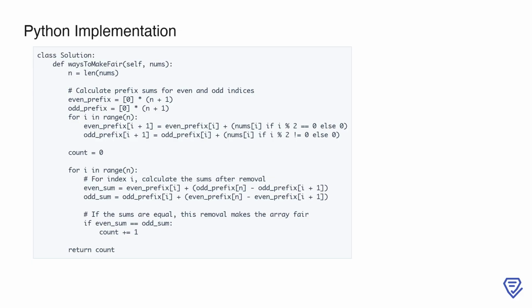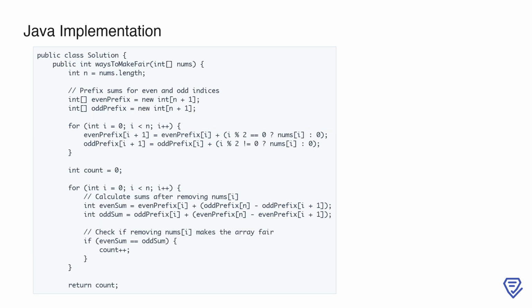This algorithm efficiently computes the result by leveraging the prefix sums to avoid recalculating sums repeatedly, making it highly scalable for large inputs. Here, we have the Java implementation of the solution. First, we define the waysToMakeFair method that takes an integer array nums as input. The goal is to calculate how many indices can be removed to make the array fair.